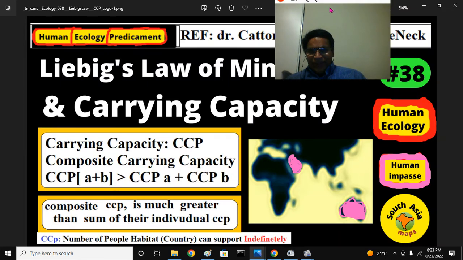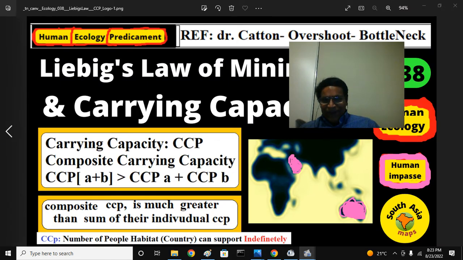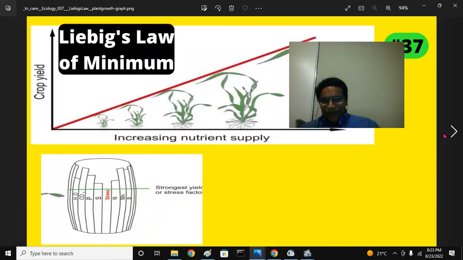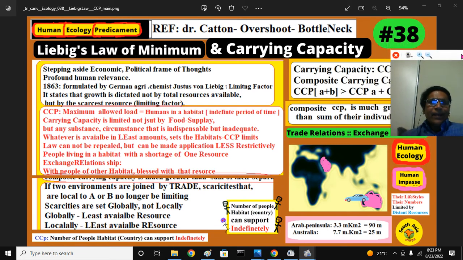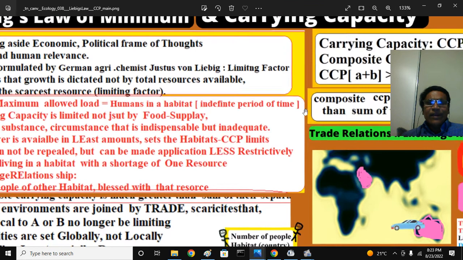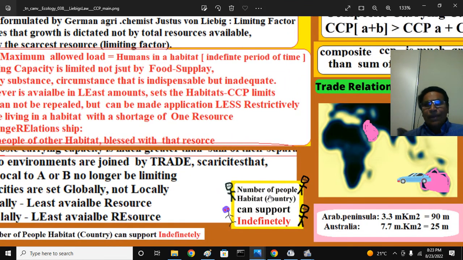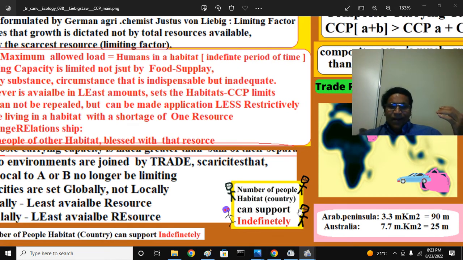That is the Liebig's law of minimum and carrying capacity. We are joining them together. Carrying capacity, suppose this is the land, imagine it can support here, let's say I put 4 people. Carrying capacity is nothing but the number of people a habitat, like a district or a province, a state or a country, or even the entire planet Earth, is a habitat. The number CCP is nothing but the number of people. Here I put 4. It has to support indefinitely.